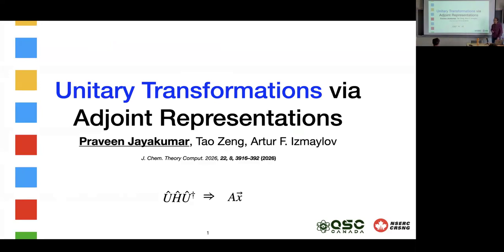Hi everyone, I am Praveen. I'm from Arthur's Group, and I'm going to present a rough overview of my recent paper with Arthur and Tao Zheng from York University. It's about generally a criterion. We were studying different unitary transformations, and we wanted to understand why they are possible exactly and how efficient such transformations can be.